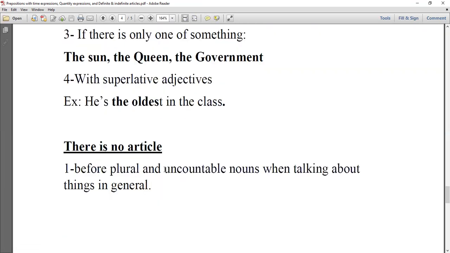There is no article. بعض الحالات لا يمكن استخدام definite or indefinite articles in these cases. يعني هناك بعض الحالات أو بعض الجمل لا يمكن استخدام أدوات التنكير والتعريف فيها مثل before plural and uncountable nouns when talking about them in general. لا يمكن استخدام أدوات التنكير والتعريف قبل الأسماء الجمع أو الأسماء غير المعدودة عند الحديث عنها بشكل عام. مثل let's see the examples.